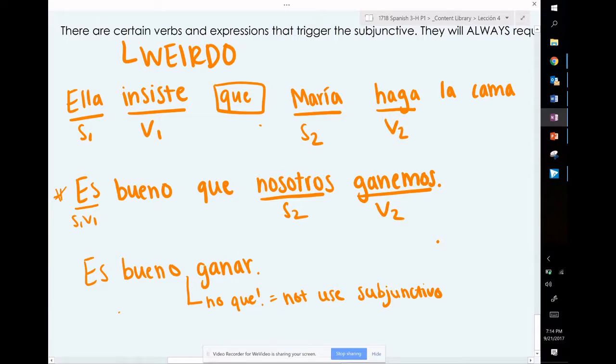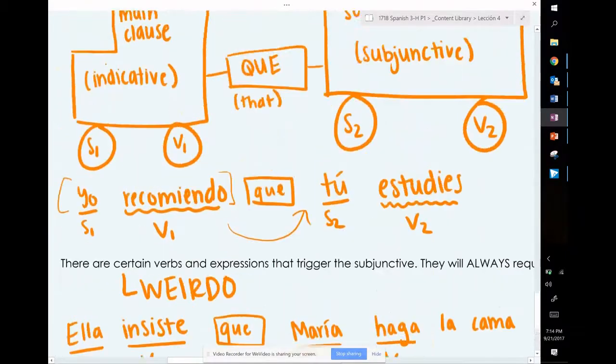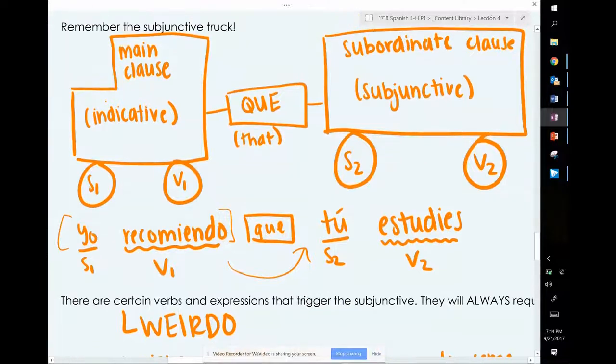But pretty much what I want you to take away from this video is the subjunctive truck. You have your main clause, which is conjugated to the indicative, and that verb must be a weirdo verb. Okay, so your indicative verb must be a weirdo verb from the list in OneNote, followed by que, followed by the subjunctive. So S1, V1, que, S2, V2. And you will hear me say that a lot when we are talking about the subjunctive.